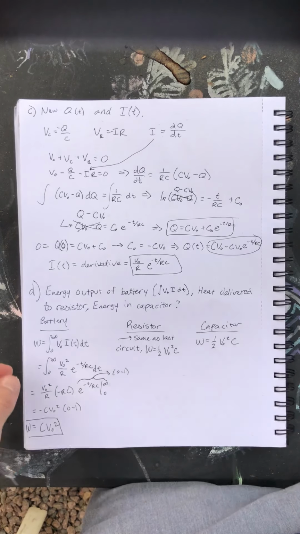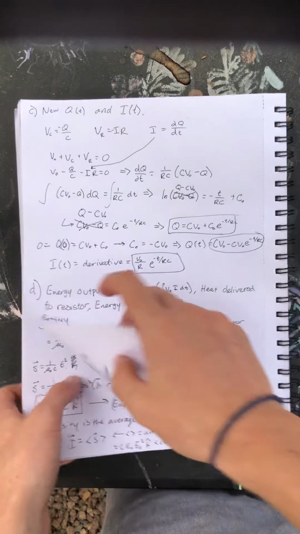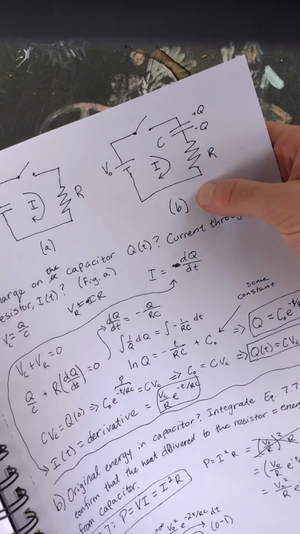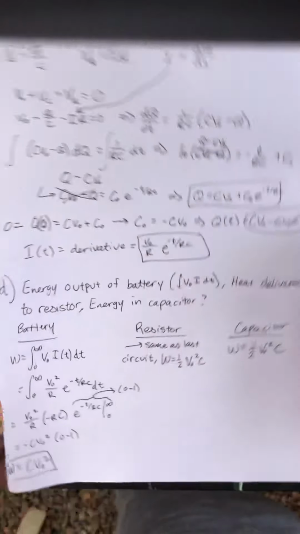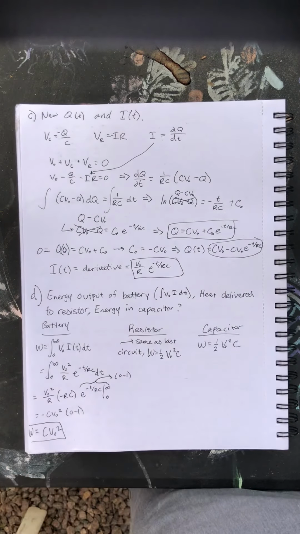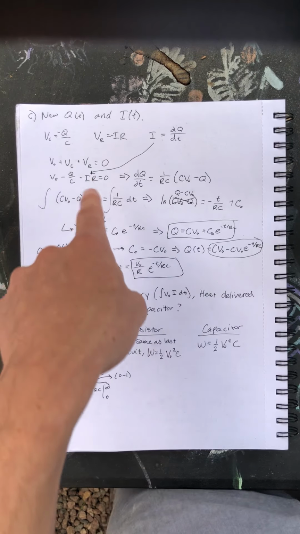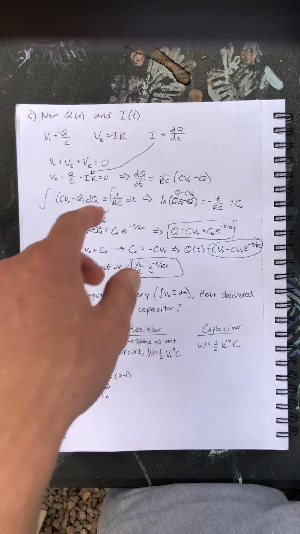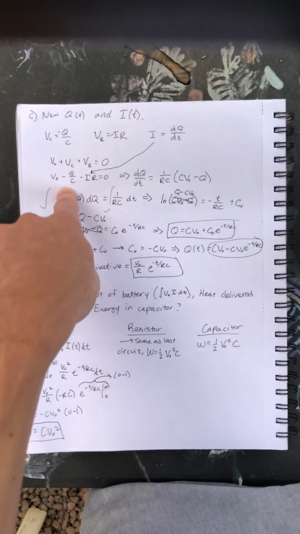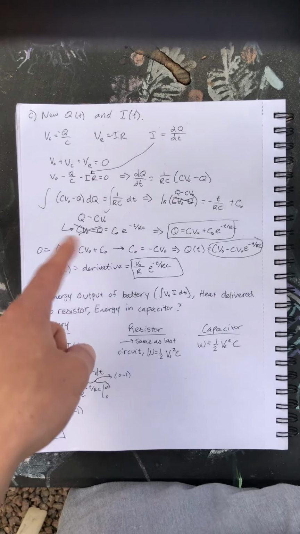All right, so part C wants us to find the new Q(t) and the new I(t). I probably should have specified this earlier, but this is now looking at figure B. So again, start with our identity equations. And this time we're going to add all three of them, being the capacitor, the resistor, and the battery. Their sum is going to be equal to 0. So the capacitor and the resistor are both going to be negative, while the battery is going to be positive.